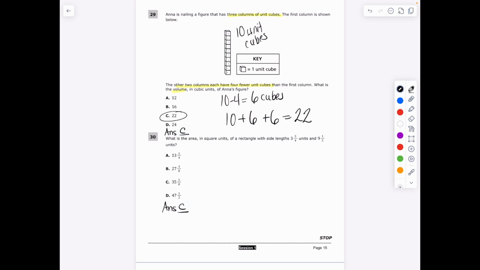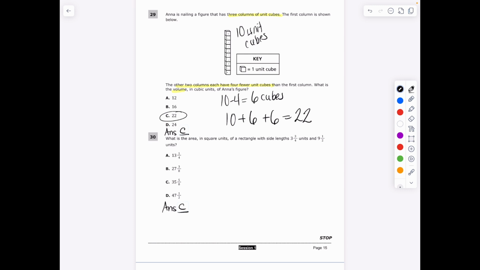So what's tricky about this one is that I don't have a prism. I don't have a 3D shape except for these unit cubes, but I had to use what I knew about the other 2. And that is very easy to figure out if you just take a moment and think, what does it mean to have 4 fewer than 10?